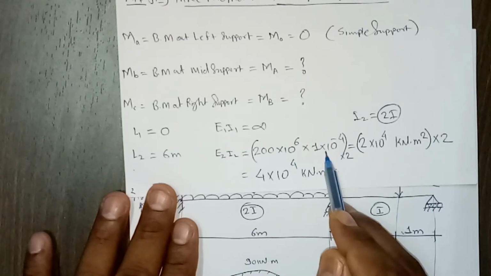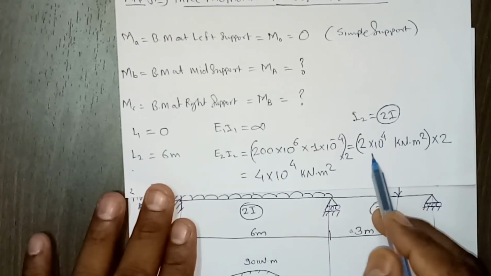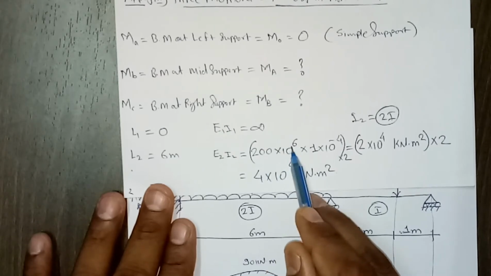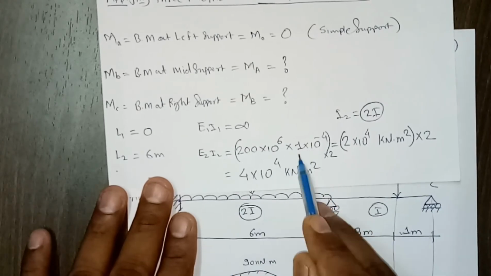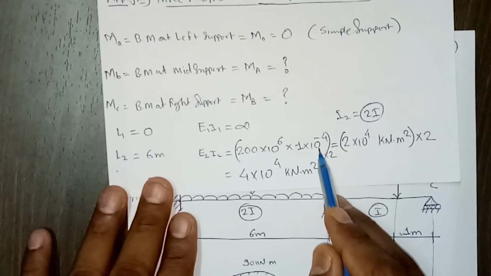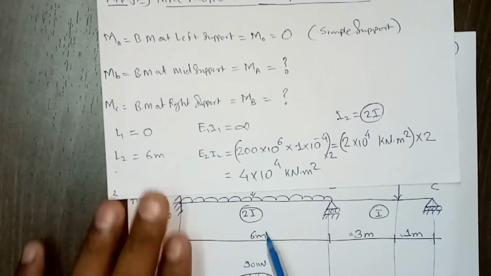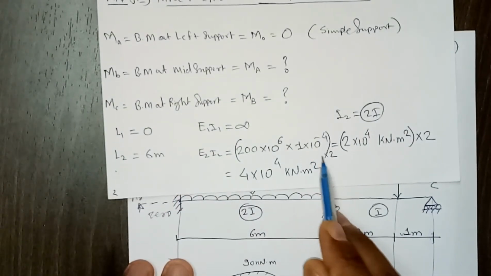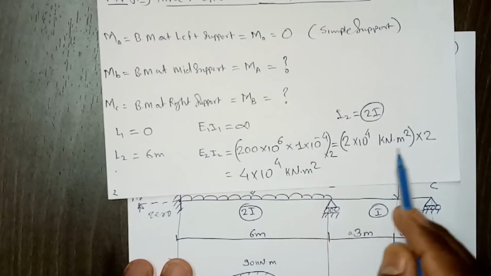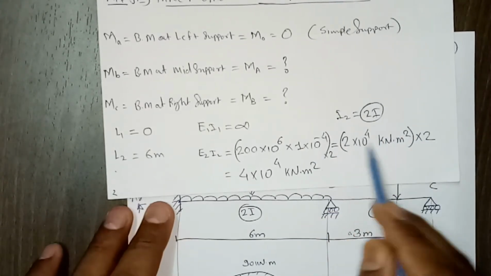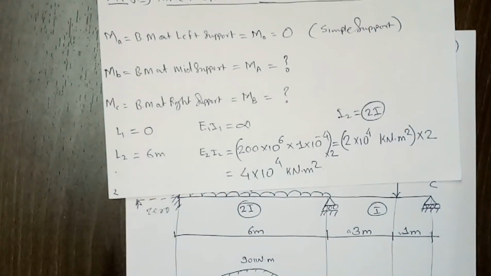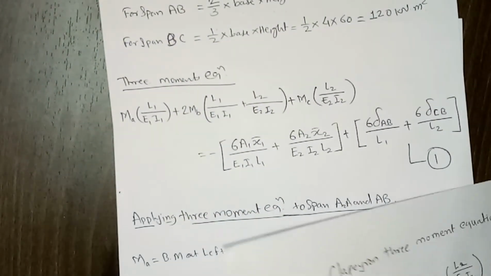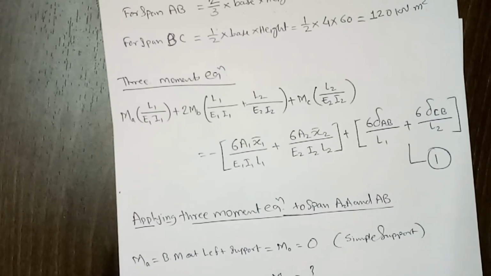E is given, E multiplied by I into 2. E is 200 into 10 raised to 6, this value is given in kilonewton per meter square, and I is given 1 into 10 raised to minus 4 meter to the fourth. But since for the second span it is 2I, we are multiplying by 2. If you simplify it, we will get 4 into 10 raised to 4 kilonewton meter square. So these are the values. Now we'll substitute them into this equation.